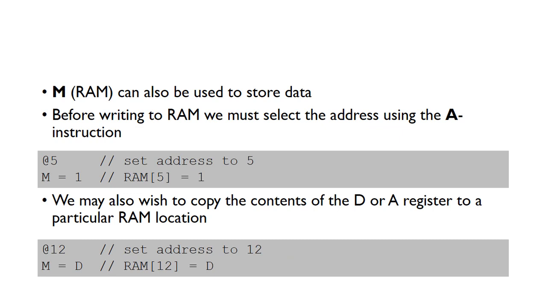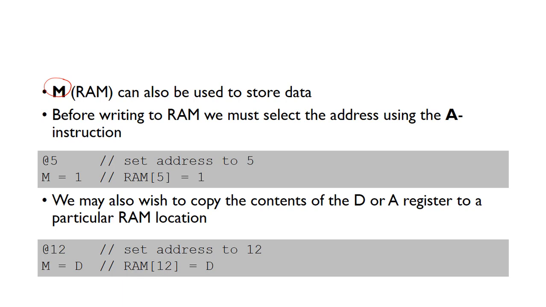So we can also use the RAM, the memory. This is where we use the M. We can use that to store data too. But before writing data to RAM, we must select the address where we want to store the data using the A instruction. So in this example, it actually takes 2 instructions.